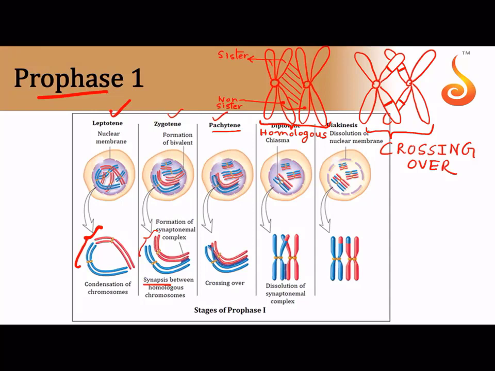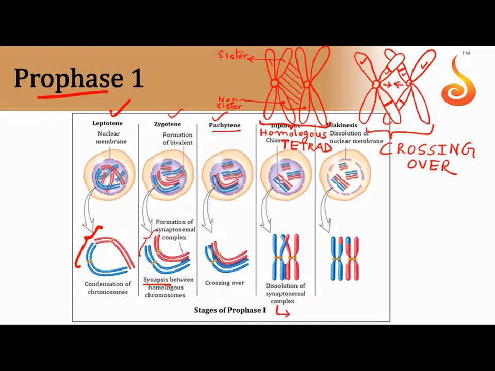We also call this paired chromosome a tetrad. Please remember that also. Why is it called a tetrad or a bivalent? Because if you count, there are 1, 2, 3, 4 chromatids. Tetrad refers to four chromatids. So crossing over has happened, and they are still very close to each other.